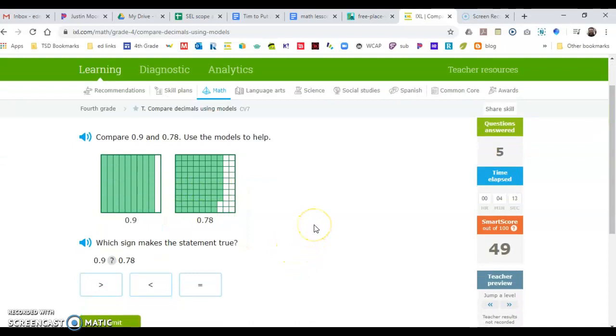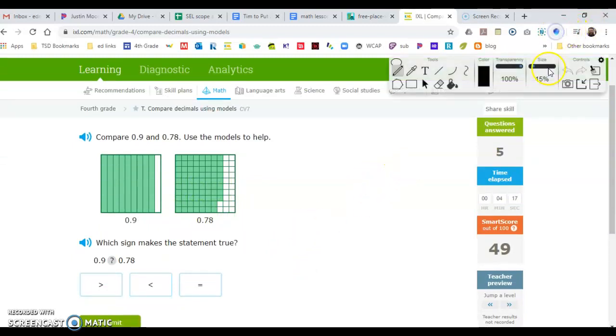So we're back to another example, and this is where we have to really pay close attention to what's going on in our models here. So if we just look at how much of the model is green and how much of the model is green, which model has more of it shaded in green? 9/10 or 78 hundredths? The 9/10 does have more of the model shaded in green in this case. Therefore, the 9/10 is more than 78 hundredths.